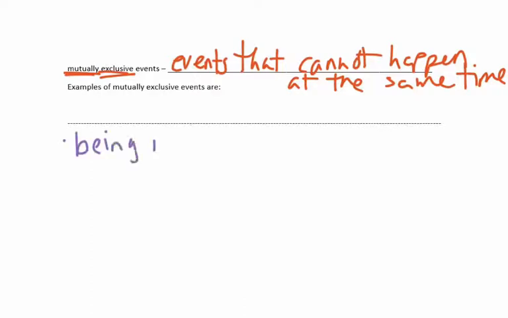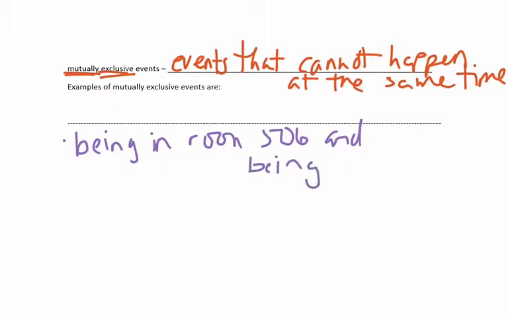Being in room 506 and being in room 602. It is impossible for both of those events to happen at the same time. If you are in room 506, it is completely impossible for you to also be in room 602. If you are in room 602, it is completely impossible for you to be in room 506. Okay, it's not possible.